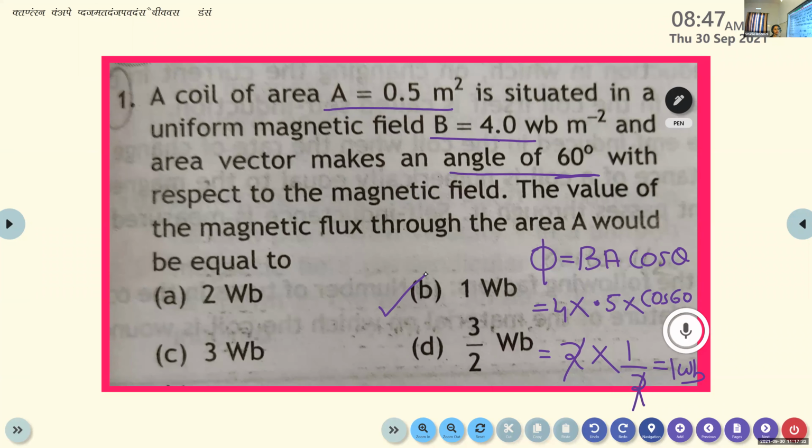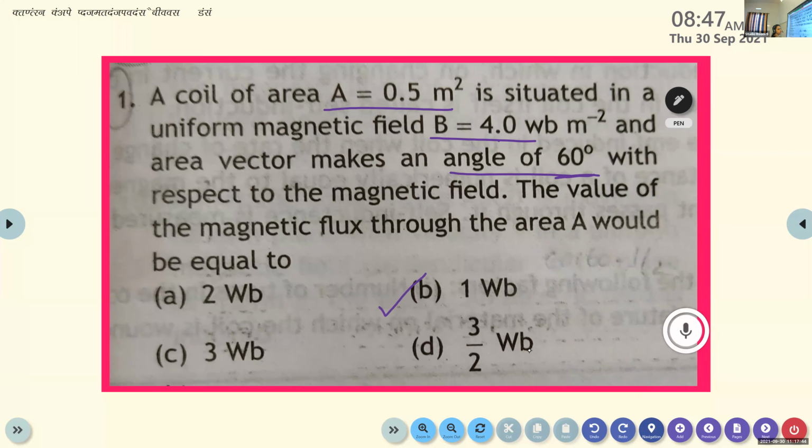Here, you must know the values of all the cos functions or sine functions, then you can easily do the calculations. Is it clear? So the answer is 1 Weber. Can I move to the next question? Ma'am, 1 minute.